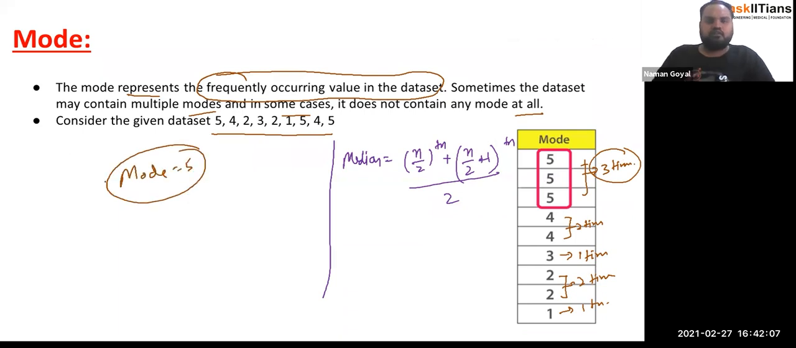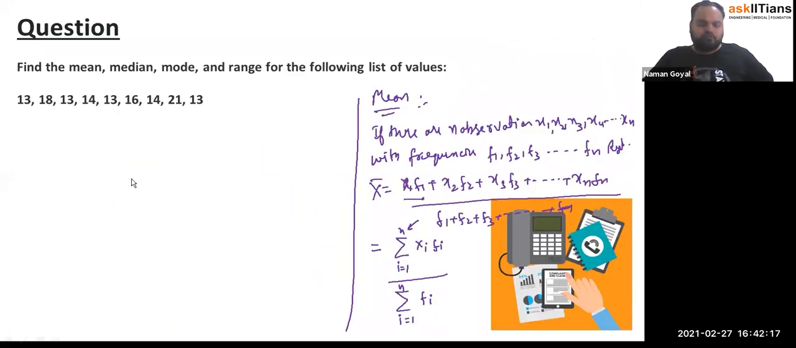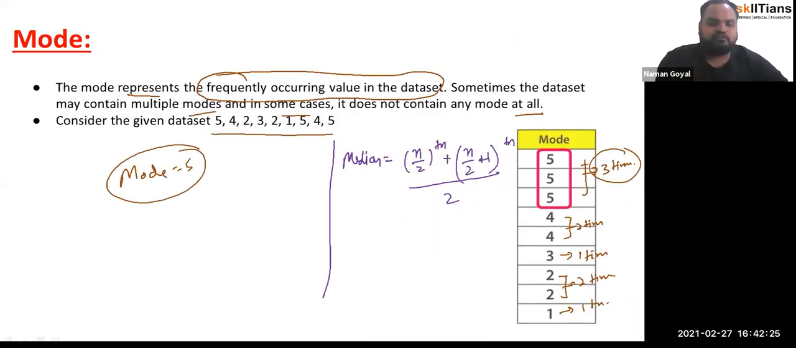Very simple. If you want to find out the mode, it is very simple to calculate. Okay, got it? Now move to the next question. Now we are going to do some questions. So the first question is find the median, mean, mode and range. And now the last thing is what? Range. Range of any data.